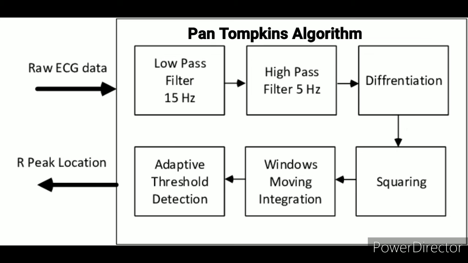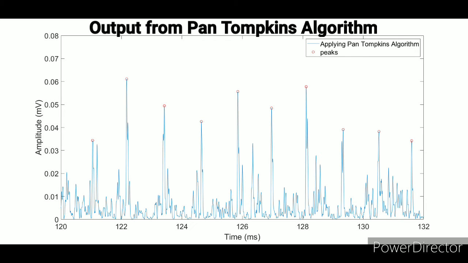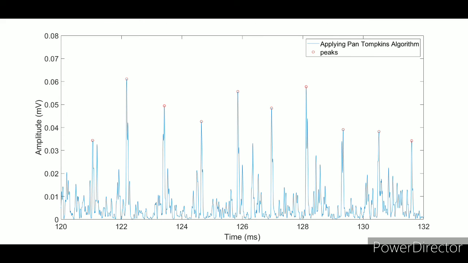In this project, the first 5 blocks of this algorithm are implemented and the results are analyzed. This is the output generated when the raw data is passed through the first 5 stages of the algorithm discussed earlier. As we can clearly see, the QRS peaks are roughly detected. Now, as this algorithm detects the QRS peaks, the next step is its hardware implementation.